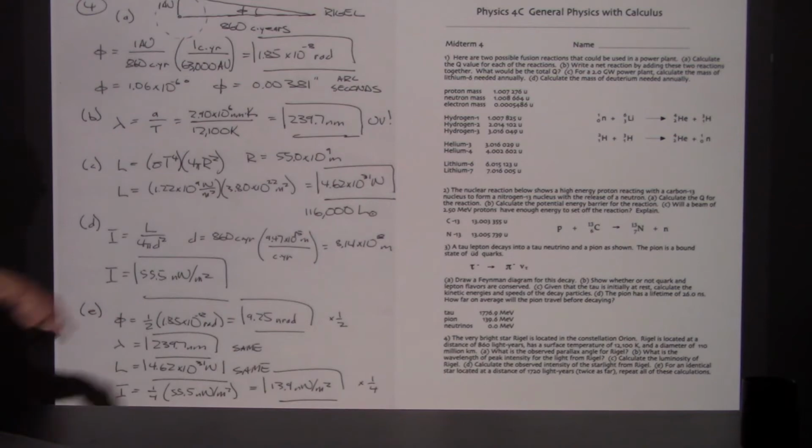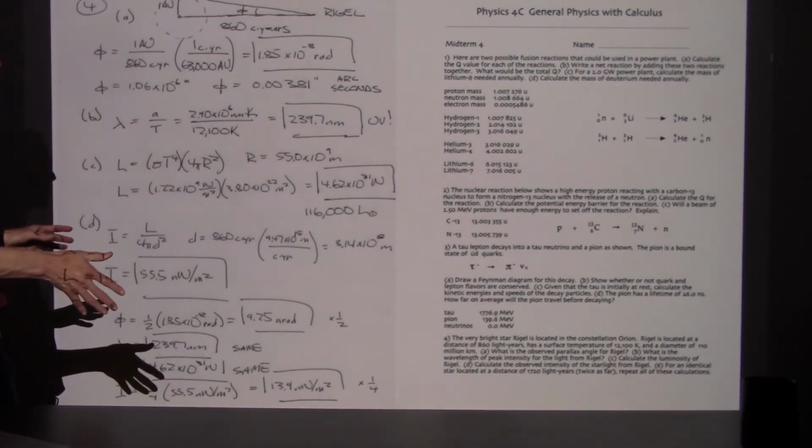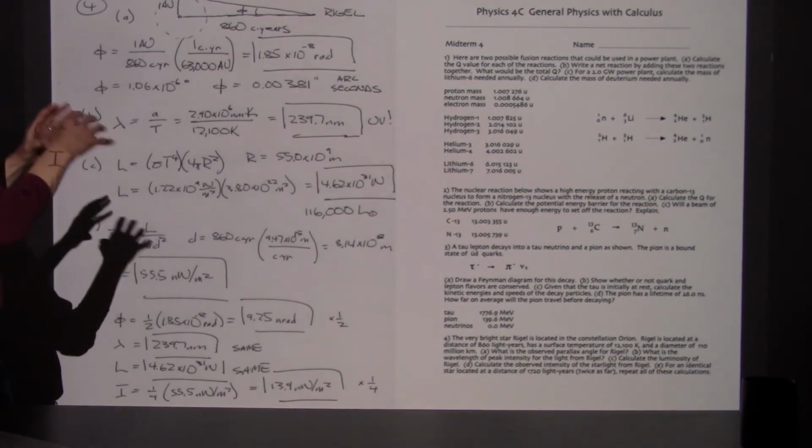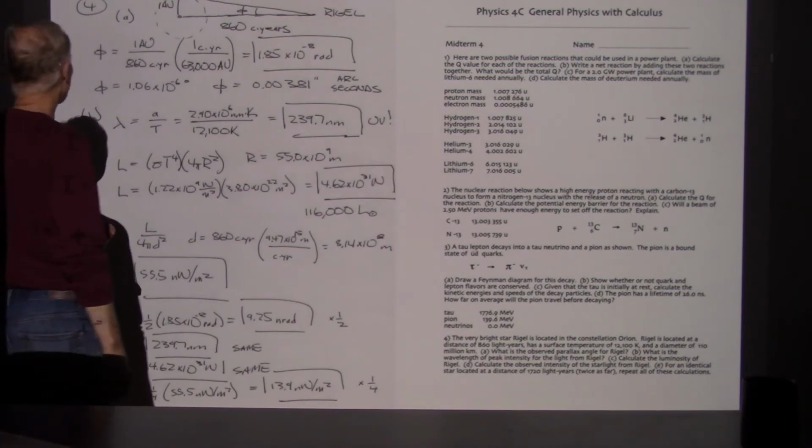Okay. And then on part E it says, what if there's another star, just the very same type star as Rigel, but it's placed twice as far away? What would happen to all the numbers?